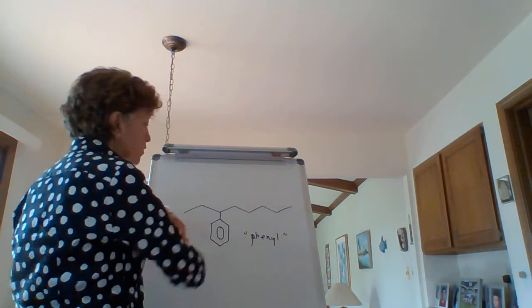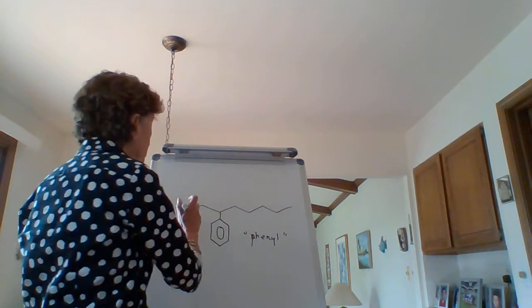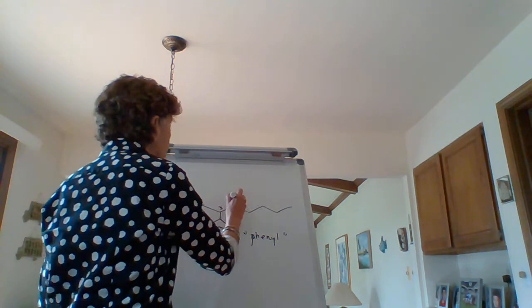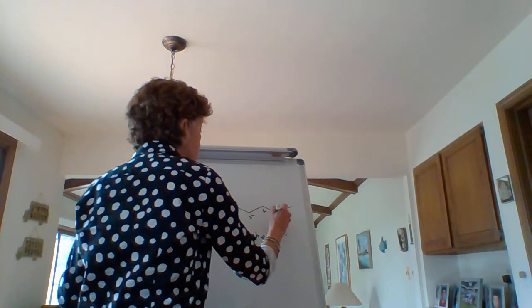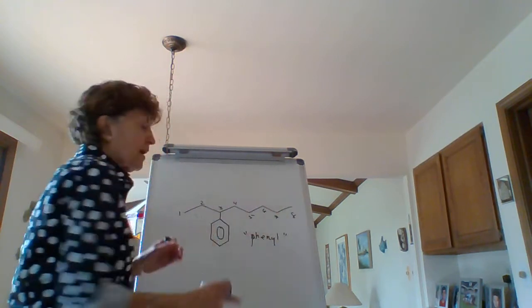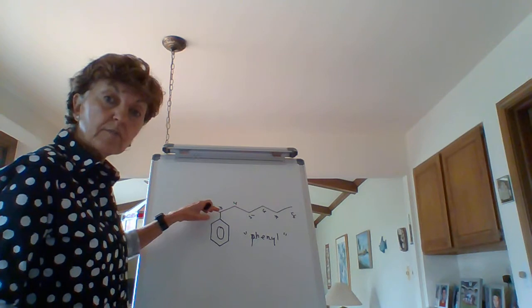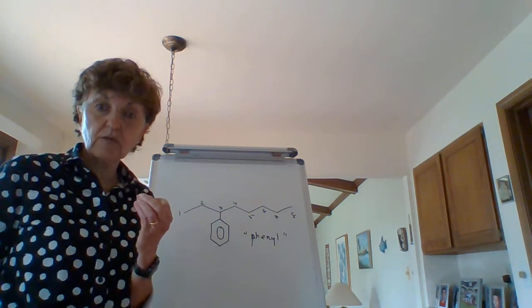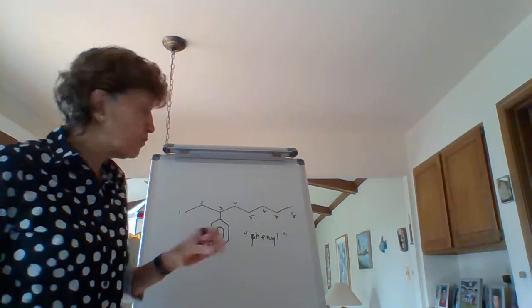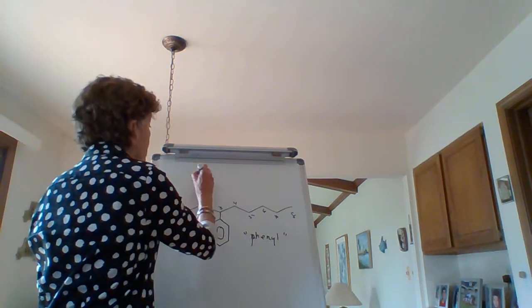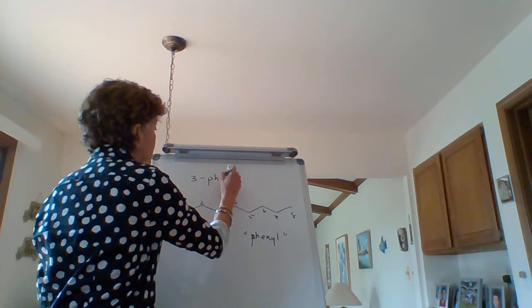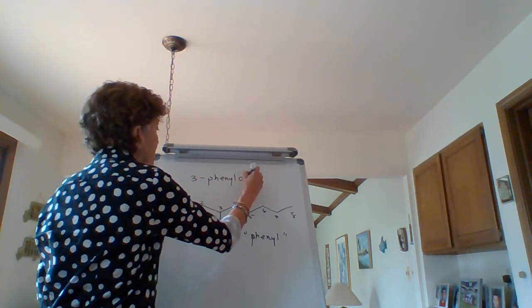Phenyl. So if it's an alkane, we got 1, 2, 3, 4, 5, 6, 7, 8. So we have an octane, and the benzene ring is attached to carbon number 3, but we don't call it a benzene group. We call it a phenyl group. So this would be called 3-phenyloctane.